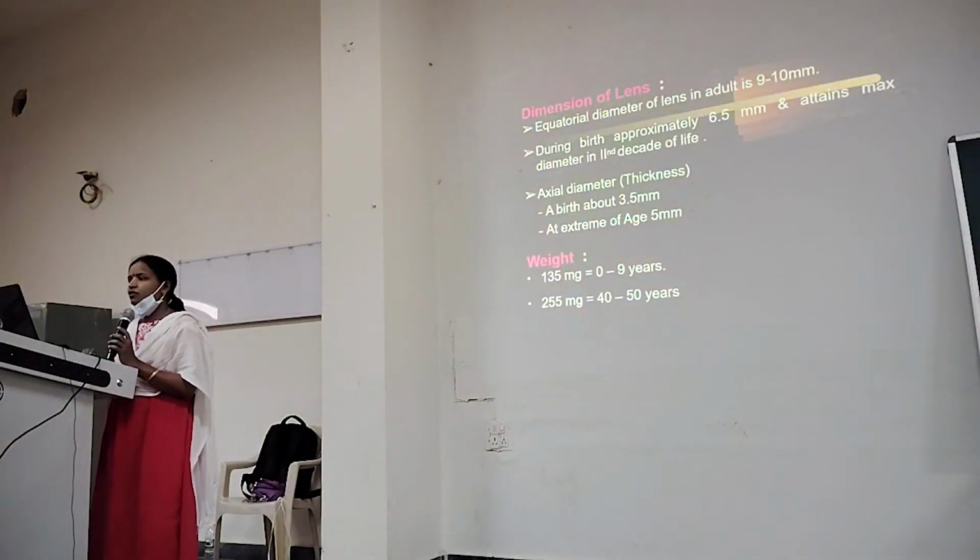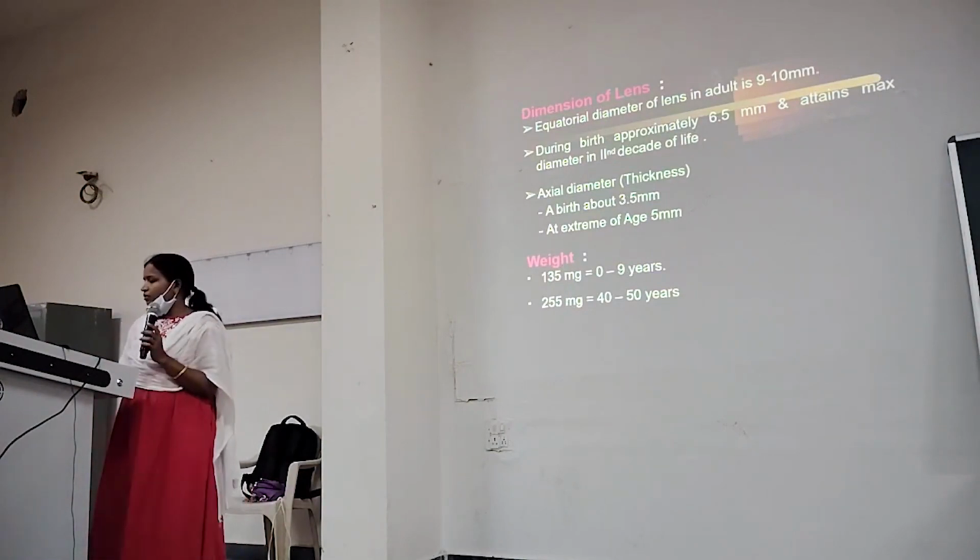So coming to the dimensions of the lens, the equatorial diameter. What is the equator?